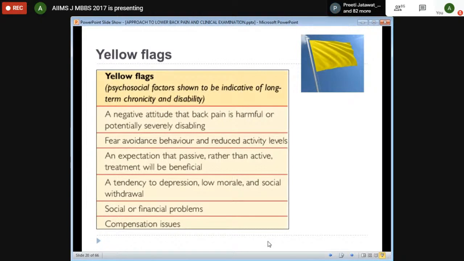And psychological factors, like depression, because most of this chronic pain is usually associated with psychological factors, and depression is one of them, which can lead to chronic pain. And again, the treatment protocol for chronic pain is totally different from acute pain.